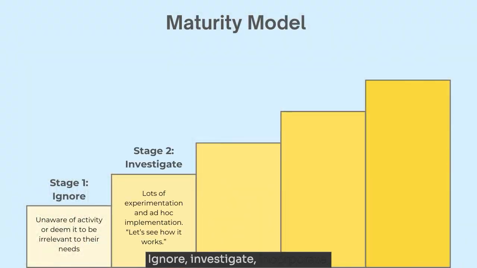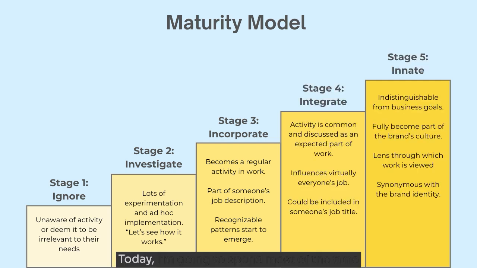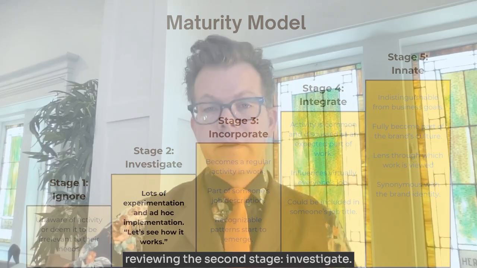So, to review, an adoption or maturity model describes the stages an organization goes through when learning and adding some new activity or practice. The one I use has 5 stages: ignore, investigate, incorporate, integrate, and innate. Today, I'm going to spend most of the time reviewing the second stage, investigate.